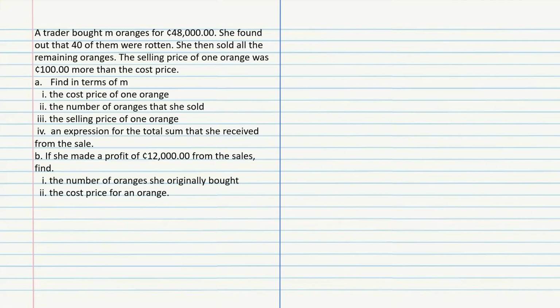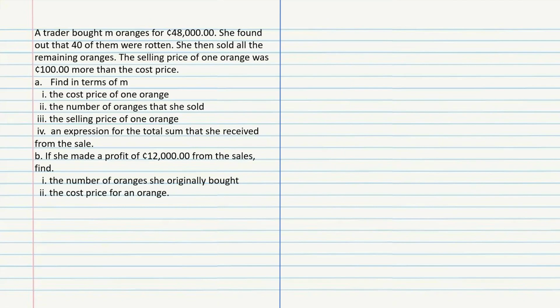In terms of M, you are supposed to find I, the cost price of one orange, II, the number of oranges that she sold, then III, the selling price of one orange, IV, an expression for the total sum that she received from the sale. Then B, you are supposed to find I, the number of oranges she originally bought, and then II, the cost price of an orange. So the first one was in terms of M, and the second one will be the original number. But let's break the question down.